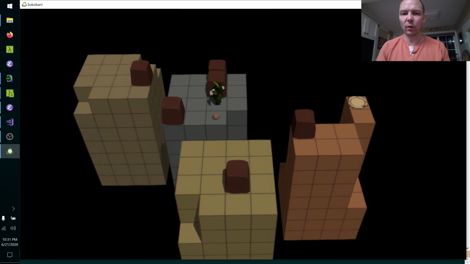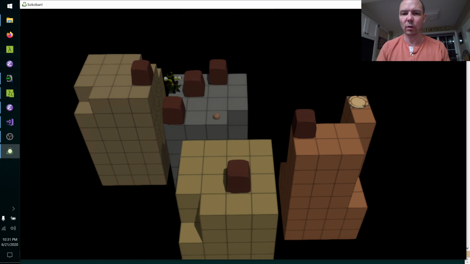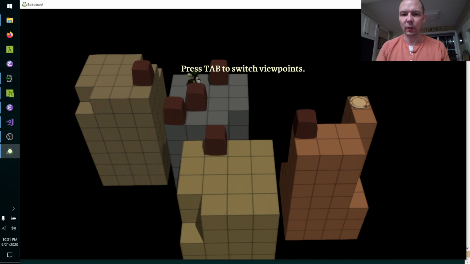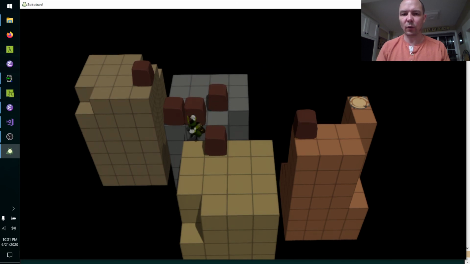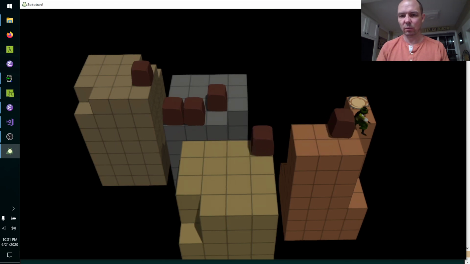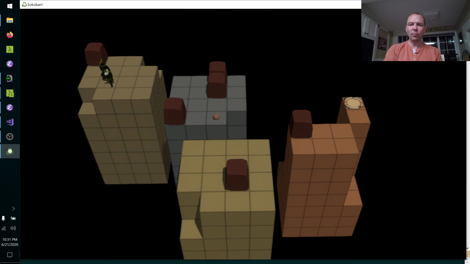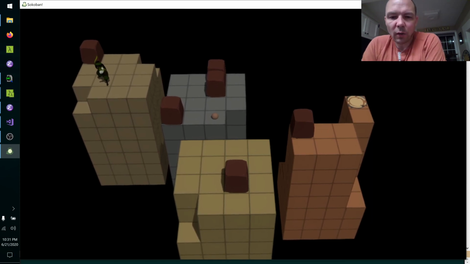So here I have to come this way and then reset. You know what? I feel good enough about that, that's the leveling. That seems kind of okay.